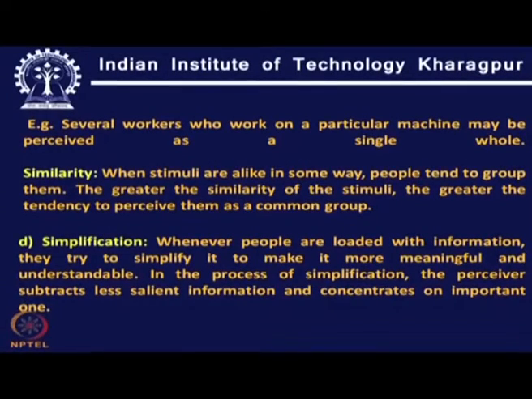Next is simplification. While people are trying to create meaning, if there are too many stimuli present at that point of time, people make a simple meaning of things instead of very complicated ones. A process of subtraction goes on, where people subtract less salient information and concentrate on more important ones.